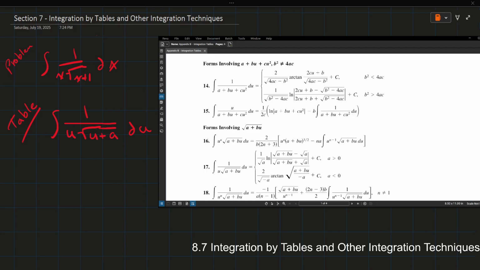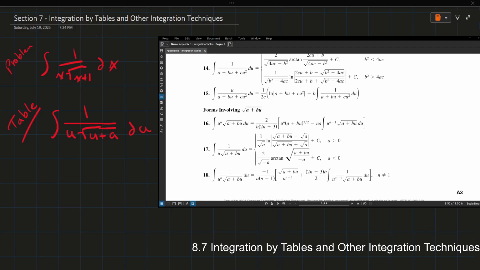My b value in this case is 1 because I don't really have a coefficient on my u, but I have an a plus u in my function. So let's take a look at these. So 17 here actually looks like a pretty good fit. Like I said, our b value is 1, and I wrote u plus a. This is a plus u, but this basically fits what we have. So let me grab this.